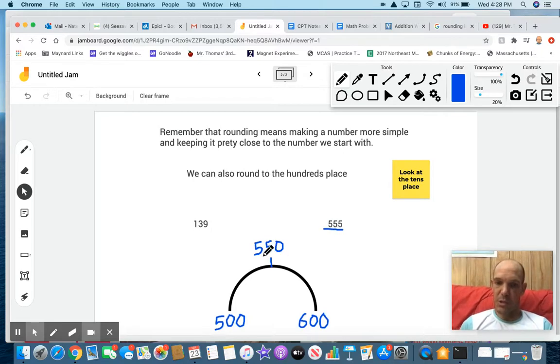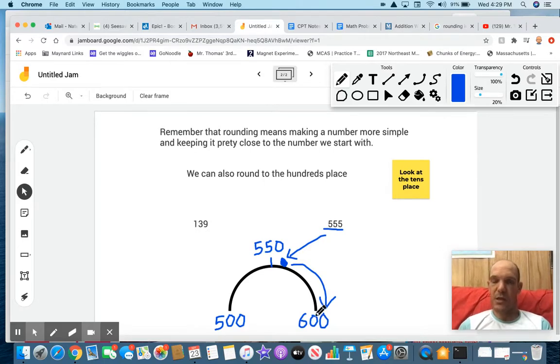555 is just a little bit past 550. So that would kind of go around here, if it's that ball again. So 555 is right there. But if it's past the middle, it's going to always go uphill. So in this case, we would say 555 would round to 600.